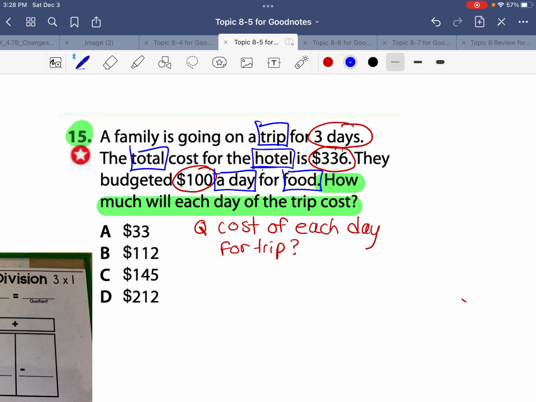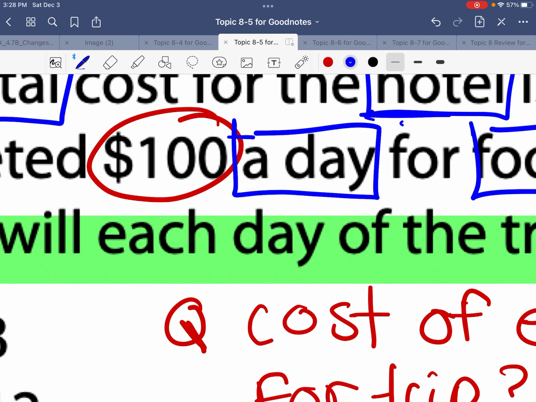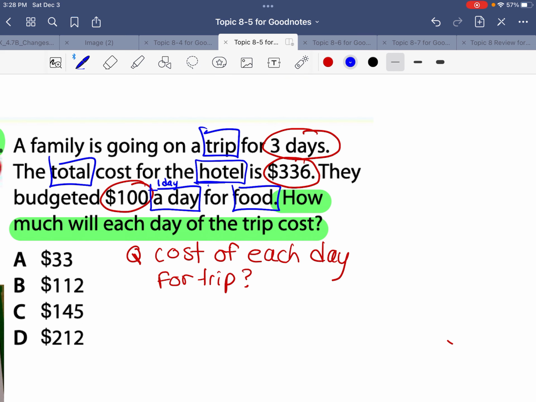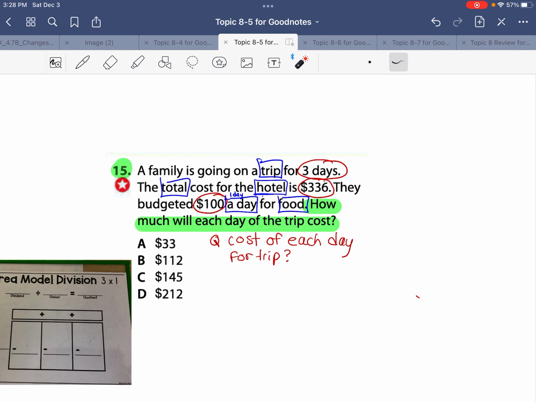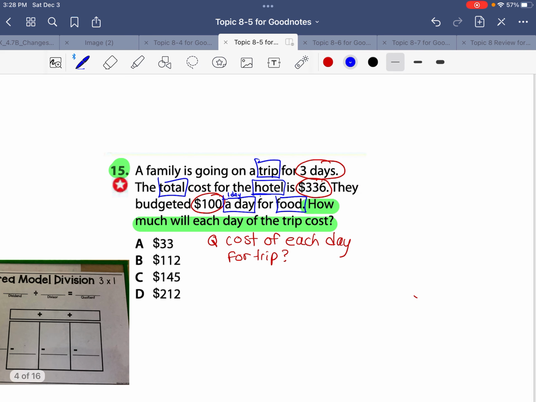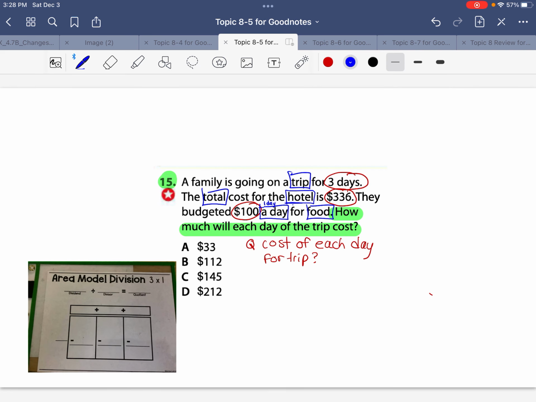When it says a day, that means 1 day. So they're saying that they want to spend $100 for 1 day for food. Okay, keep in mind they're going to be there for 3 days. Okay, so because I have more than 2 numbers here, this is going to be a multi-step problem. So I'm going to put it on the side, multi-step.